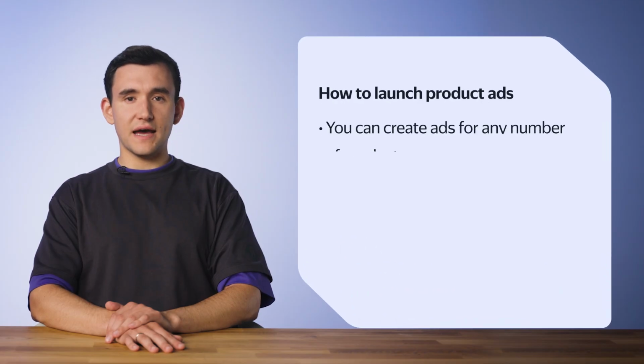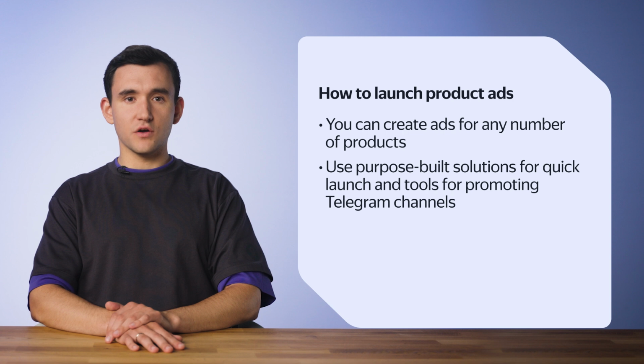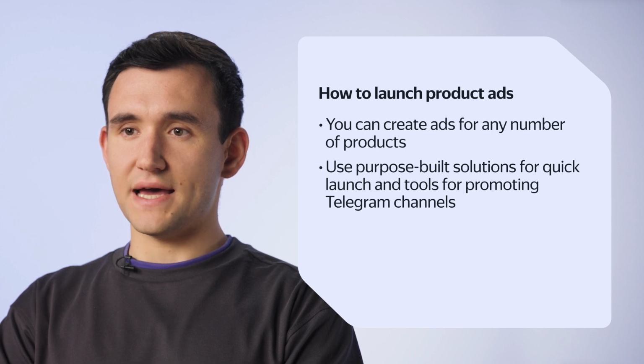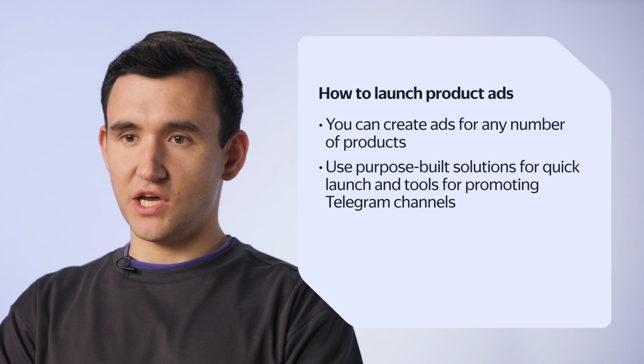To launch product ads, you can start a product campaign, provide a link to the online product catalog, and Yandex Direct will automatically find products to advertise. You can create ads for one product, a group of products, like a product category, or the entire catalog. There are also purpose-built solutions for quickly launching product ads on popular marketplaces and tools for promoting Telegram channels with just a few clicks.